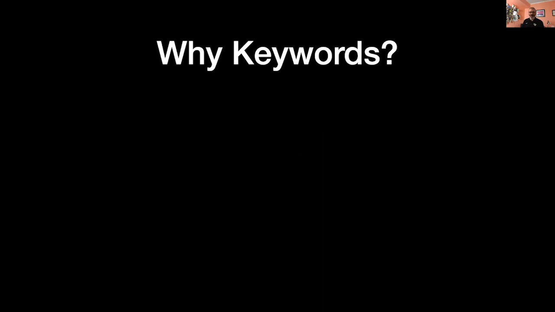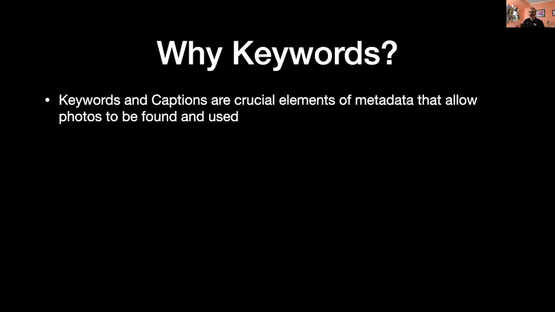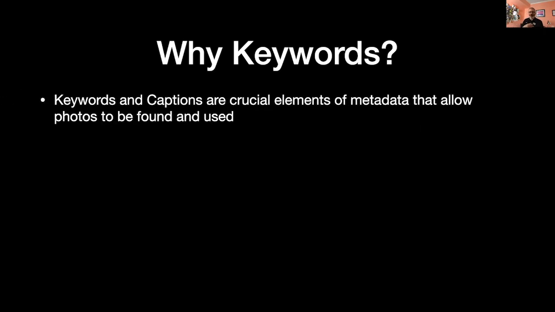So why keywords? Keywords are just one small part of the overall metadata structure. And the metadata basically is there to let your users find photos. And if you combine them with good captions, then the end result is that you or your users can go find photos, you can understand what the photo is about, and you can use them appropriately. And that's both now and 50 or 100 years from now. So keywords and captions are the two crucial elements of metadata.